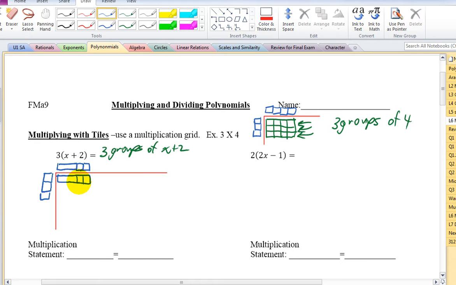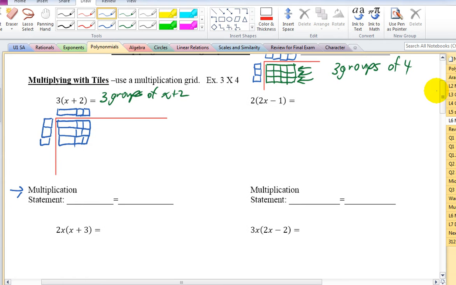Okay, so I want you to finish that off, and then try and complete the multiplication statement. Okay. We wrote those on the board. Try one by yourself. Go. Okay, so there's the second group and the final third group. So the multiplication statement, we have 3 times x plus 2, and that equals 3x plus 6. That's what we have in our answer.